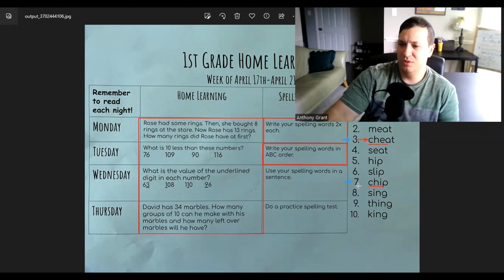Cheat would be the first word. And then the second word would be chip, because I comes after E. And then you'd put them in alphabetical order. Okay, after that, you'd have to be able to write your words in a sentence.